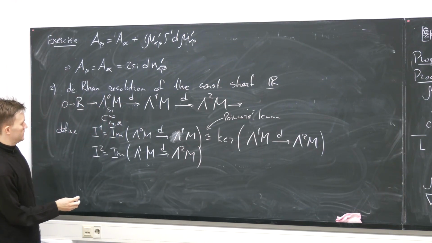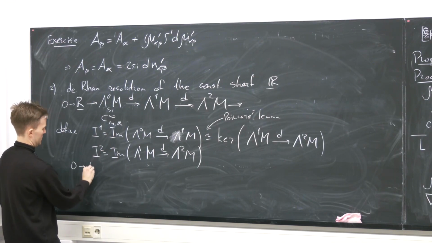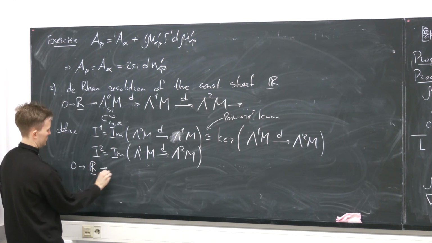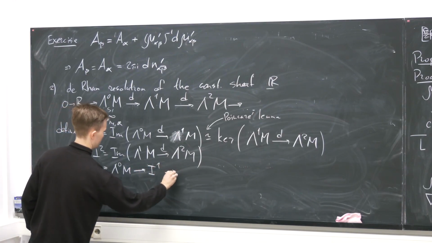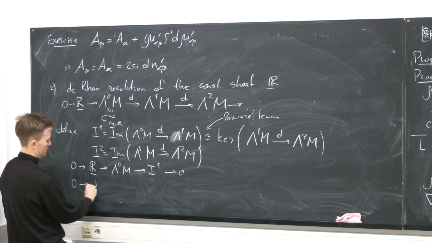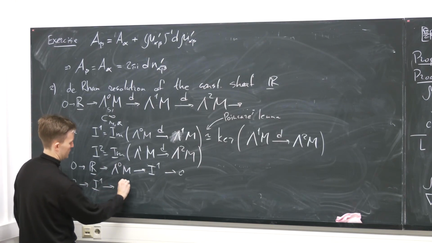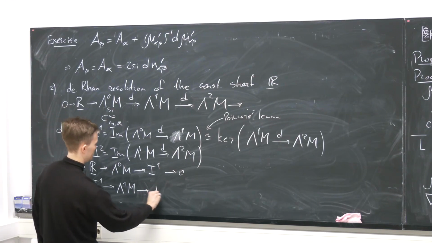So then we have the following exact triples. R goes to lambda 0, M goes to I1, and the second one, I1 goes to lambda 1, M goes to I2.